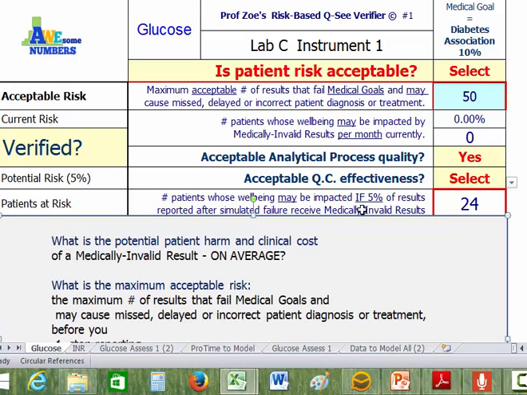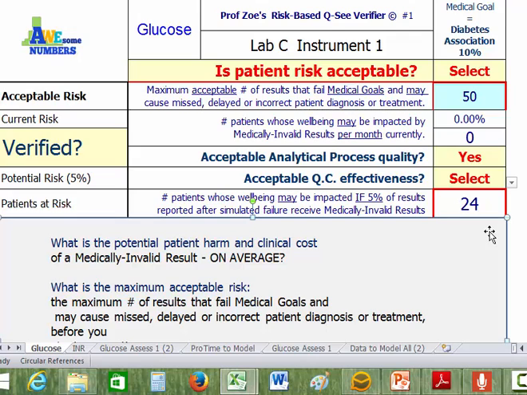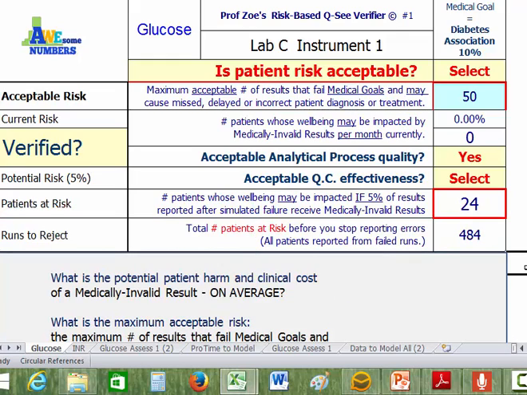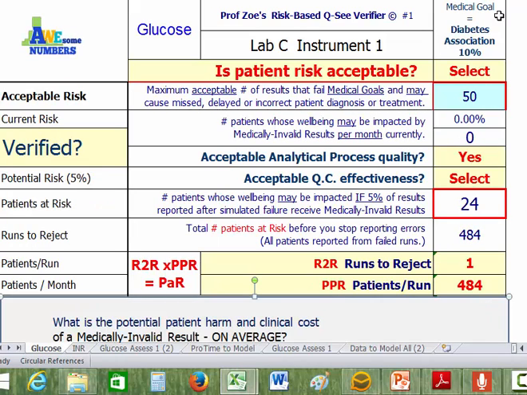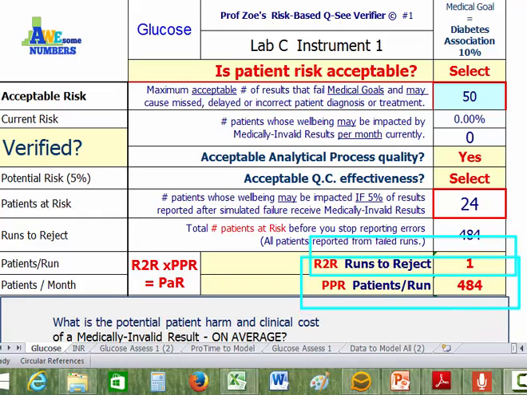24. That's if 5% of the results reported after a clinical failure receive those medically invalid results. That's 5% of the total of 484 patients who would have been reported. Where does that number come from? That is a factor of the 2 variables that actually drive the number of patients at risk. The runs to reject, the number of runs it takes your quality control to detect a clinically significant error, and the patients per run. By controlling those 2 variables, you can control the number of patients at risk, and you can maintain acceptable risk levels.